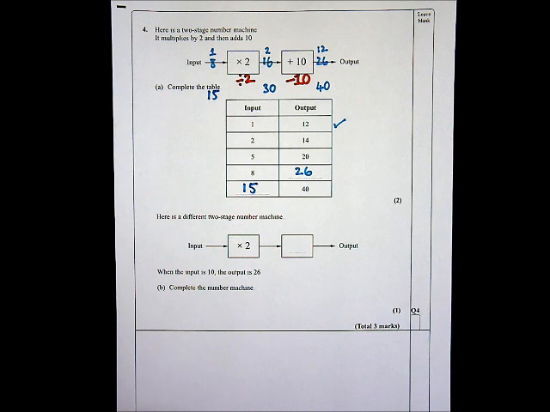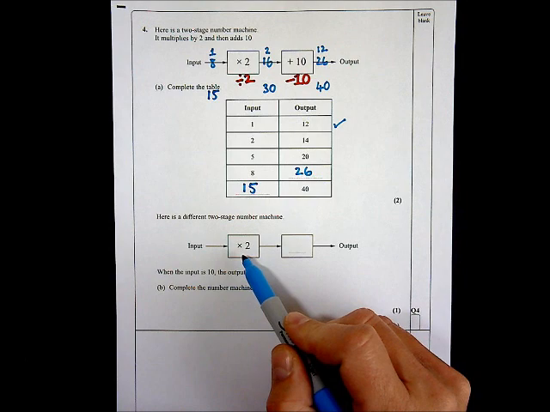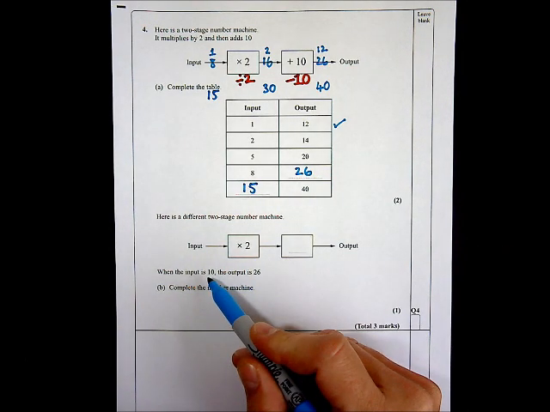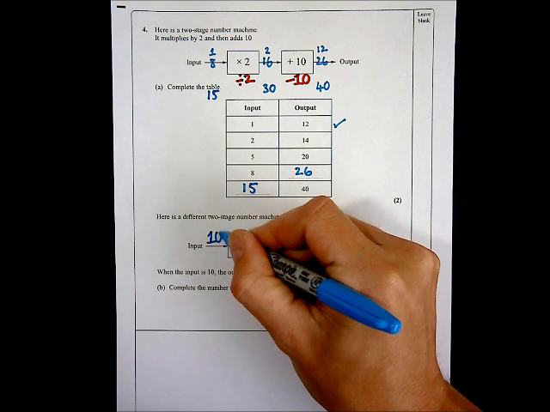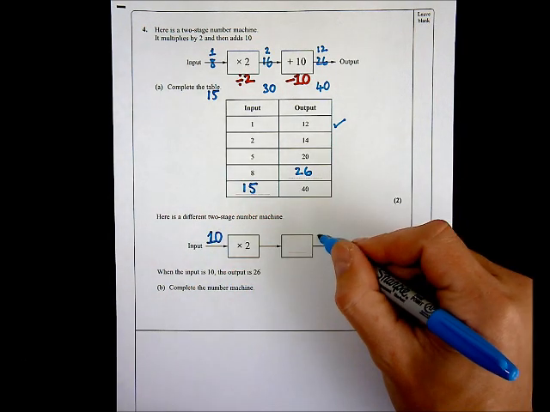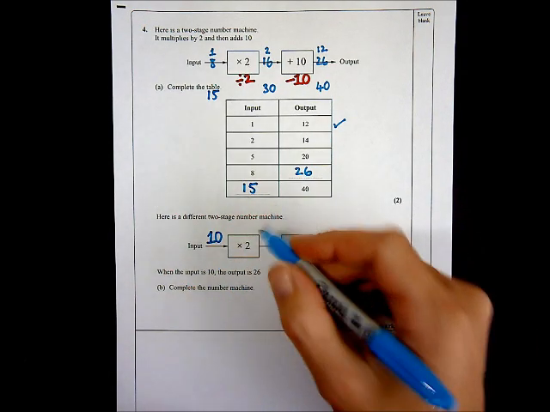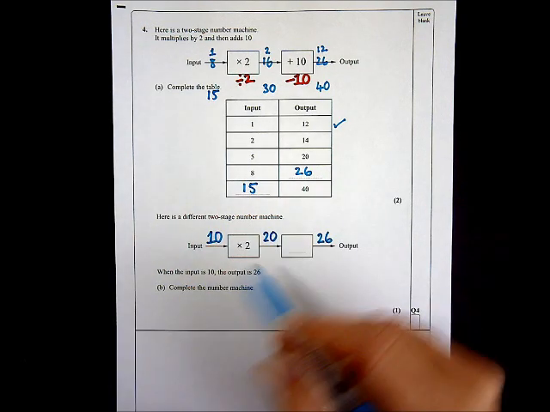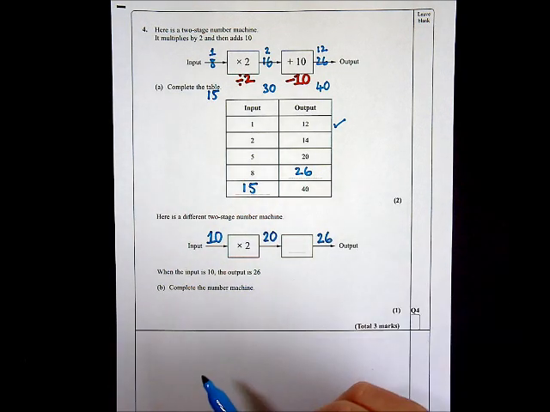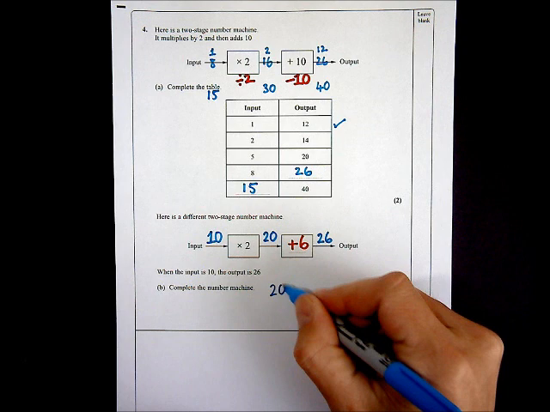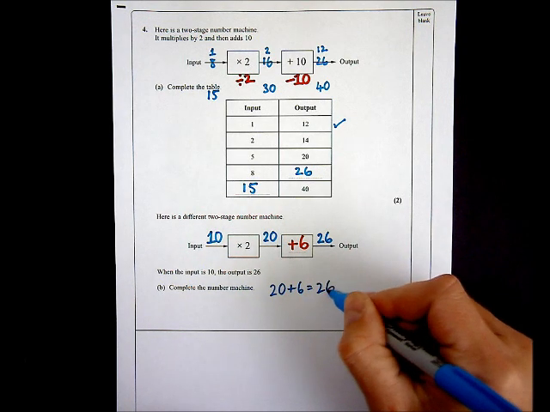In part B of the same question, I'm given a different 2-stage number machine. I'm told that my input is multiplied by 2, and then something else happens here, and that gives me my output. And I'm told that when the input is 10, the output is 26. So following my number machine through, 10 times by 2 would be 20. Then something happens here, and I get 26. And hopefully I can see that what must happen here is add 6, because 20 add 6 would give me 26.